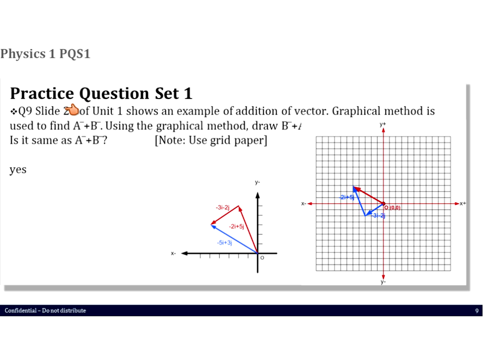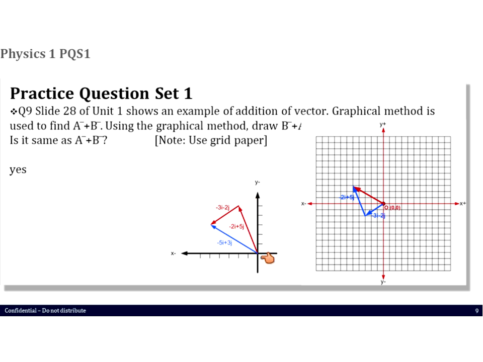Slide 43 of unit 1 shows an example of addition of vectors using the head-to-tail rule. The graphical method is used to find A plus B. Using the graphical method, draw B plus A. Is it the same as A plus B? Of course it has to be. So this is what I did in the slide.